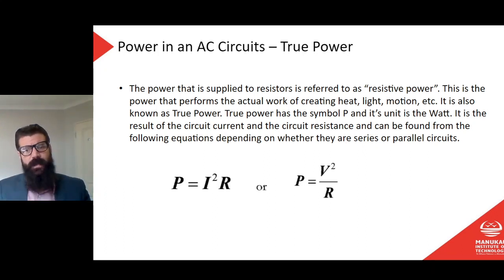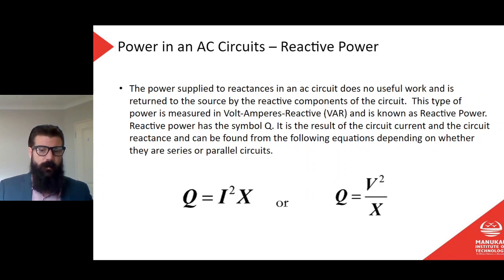True power has the symbol P, and its unit is the watt. It's the result of the circuit current and the circuit resistance, and can be found from the following equations depending on whether they're series or parallel circuits. P equals I squared R, or P equals V squared over R.